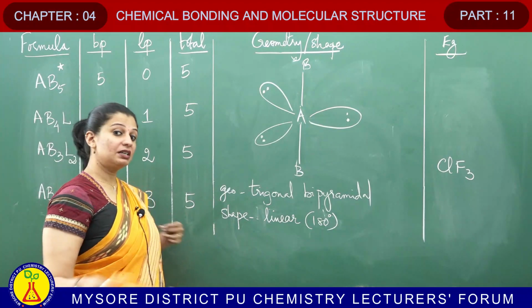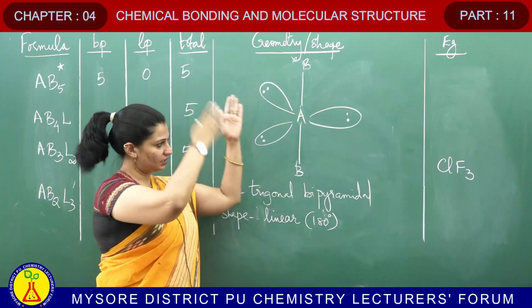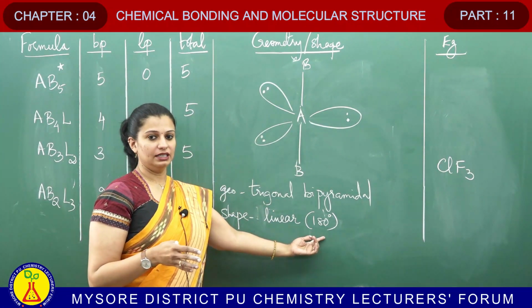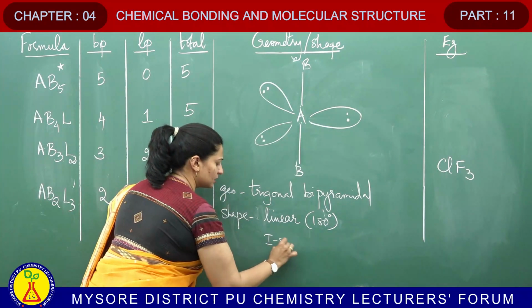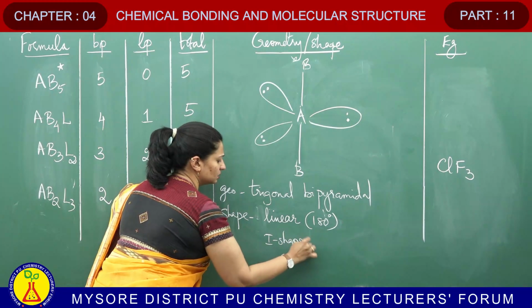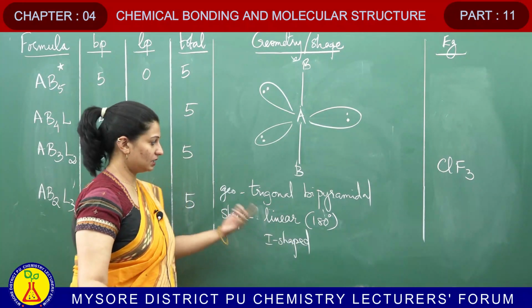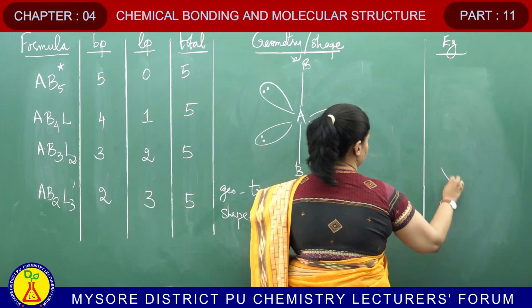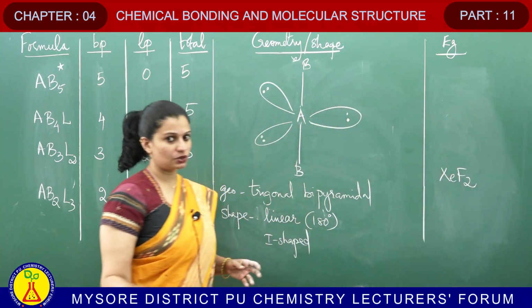The lone pairs are symmetrically arranged around the central atom. So there is no bend this way or that way. It is going to be perpendicular perfectly. So that is 180 degrees. And some books they say I shaped, the letter I. So that is fine as well. But simply put, it is a linear geometry, linear shape. Now the example we can see here is XeF2. So xenon belongs to group 18.